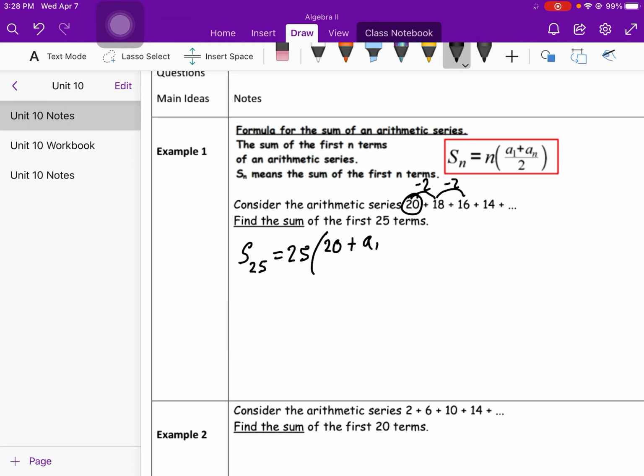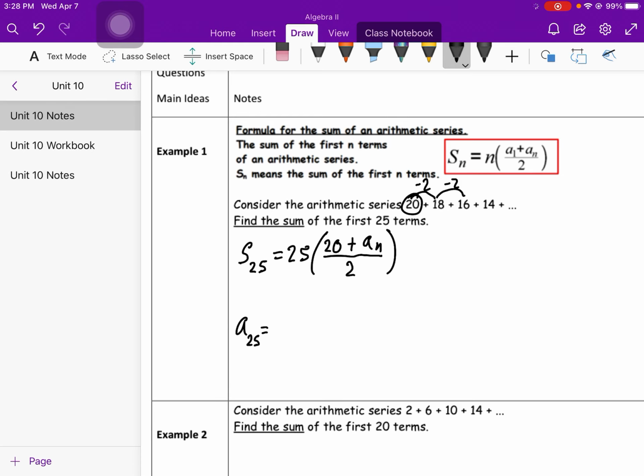plus, now a of n we don't know. We're going to have to actually solve for this. With this series, we have to do a little bit more work than we did with the geometric. And we're going to divide that by 2. So basically, you're finding the average of the first term with the average of the last term. Now, to find a of n, that's the same formula as the sequence formula. So in this case, we need to find a of 25.